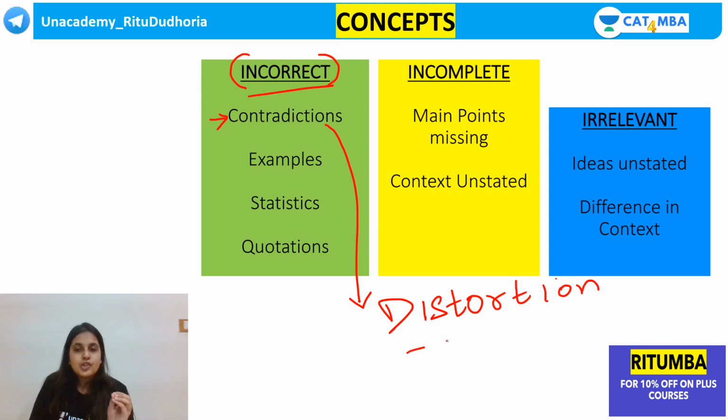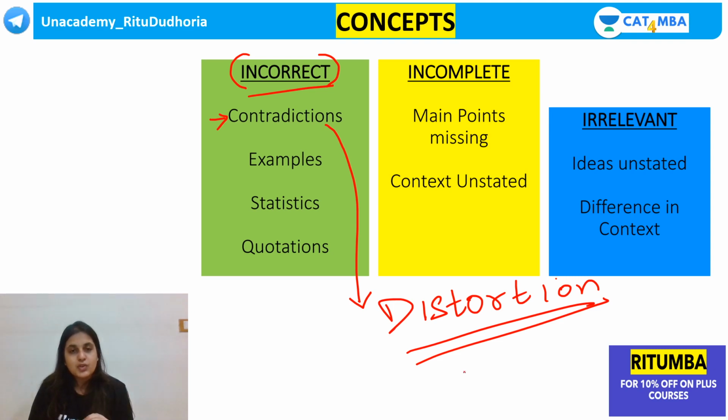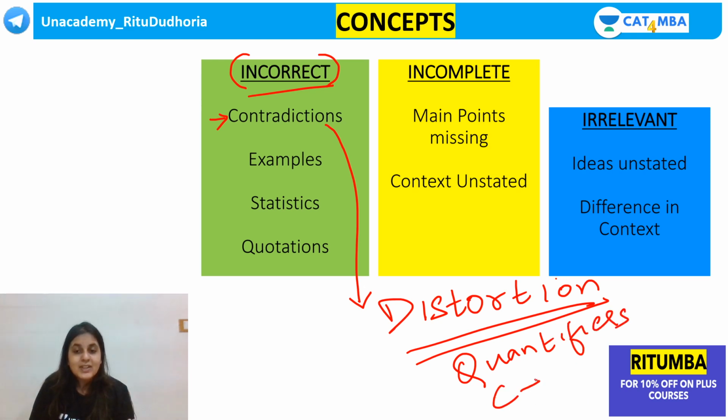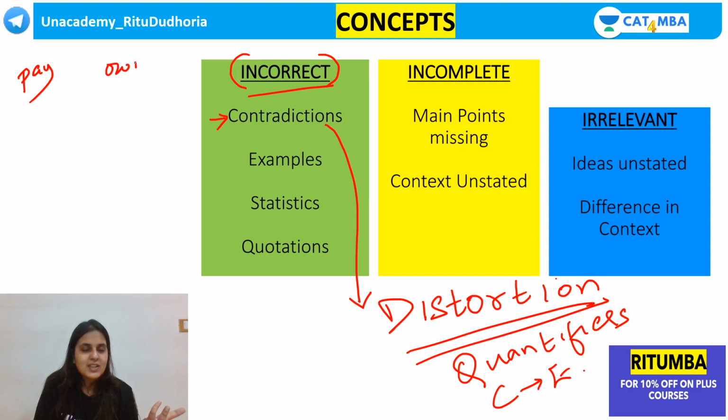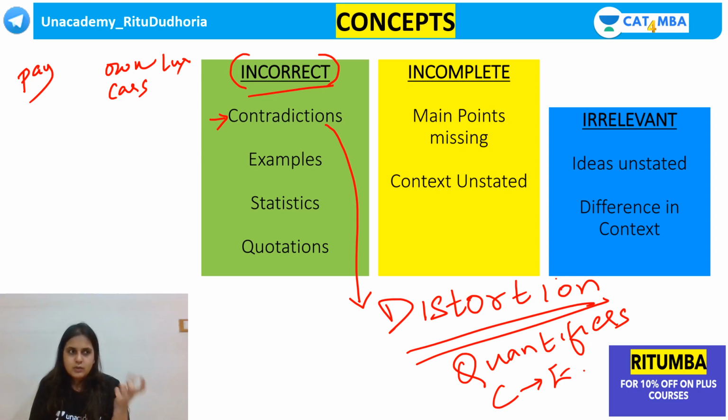The meaning should not change. And generally, where do distortions happen? Generally, distortion happens when it comes to quantifiers. Generally, distortion happens when it comes to cause and effect relationships. So, for example, if the passage tells you that those who get a higher pay package generally own luxurious cars, they own expensive cars. So the author says that those who get a higher or a good pay package own luxurious cars.